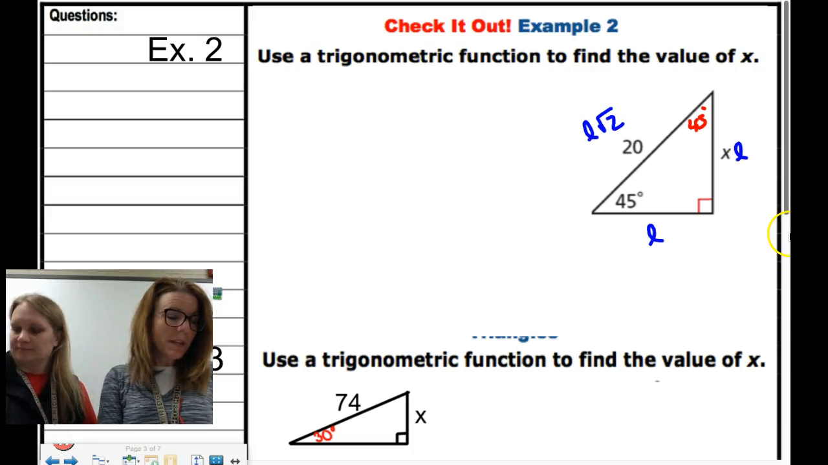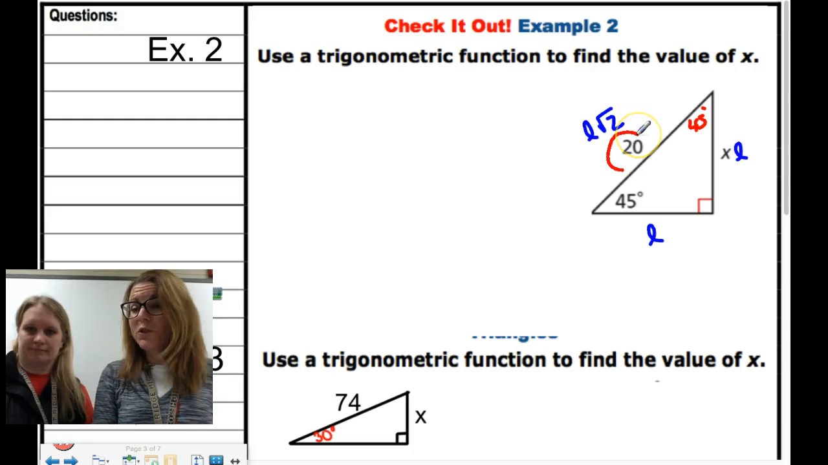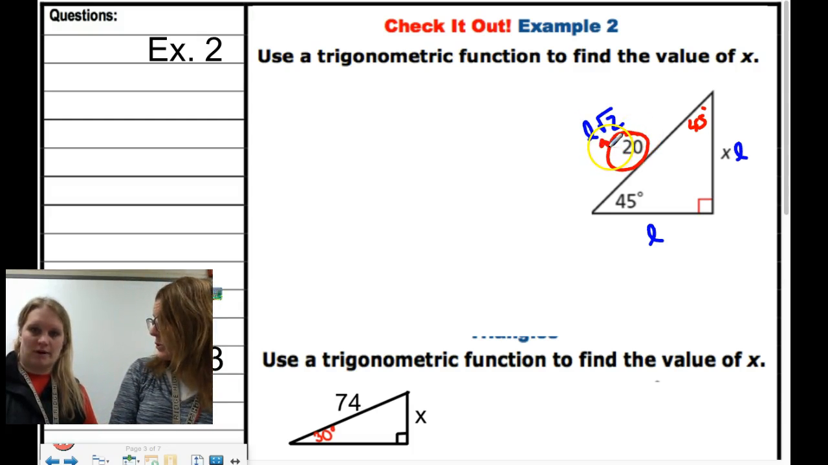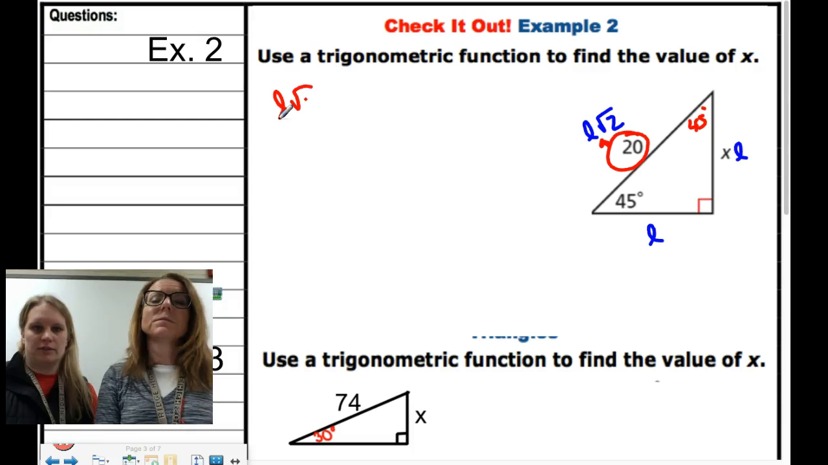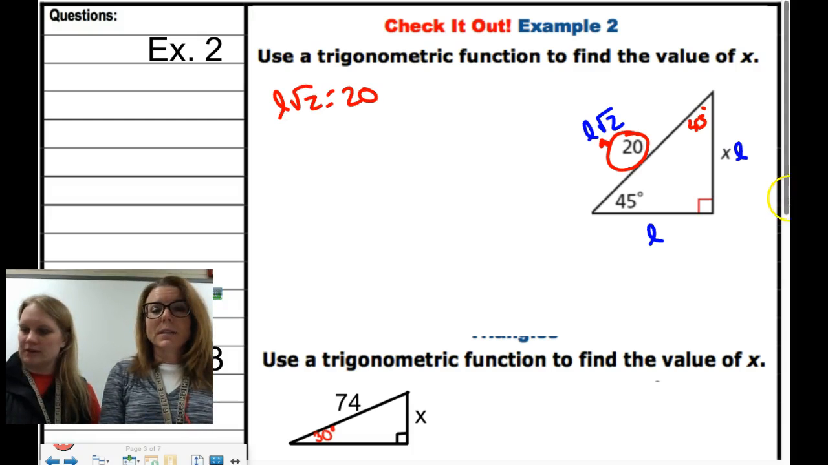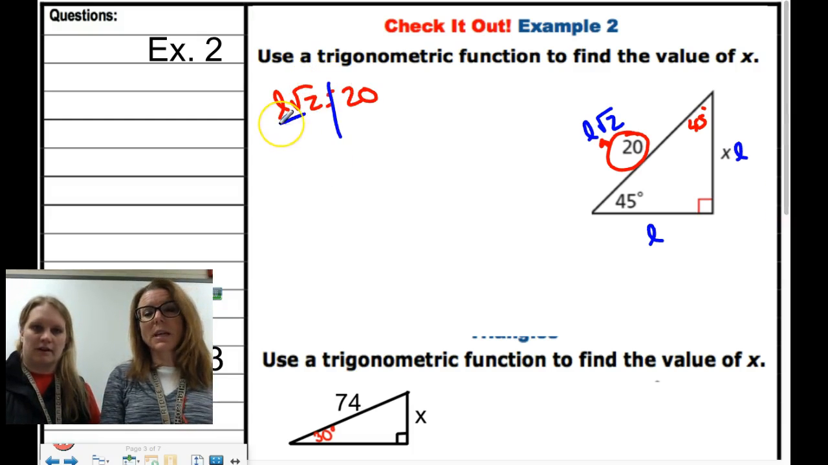Doesn't matter. But now we know that 20 is equal to L√2. So let's write that equation: L√2 equals 20. Now we just solve for L. So we divide both sides by √2.